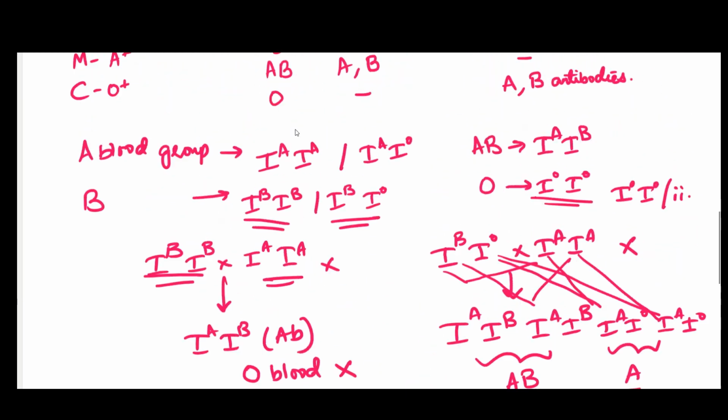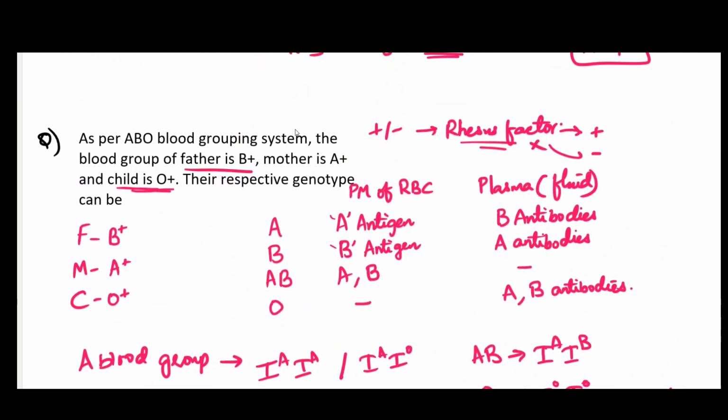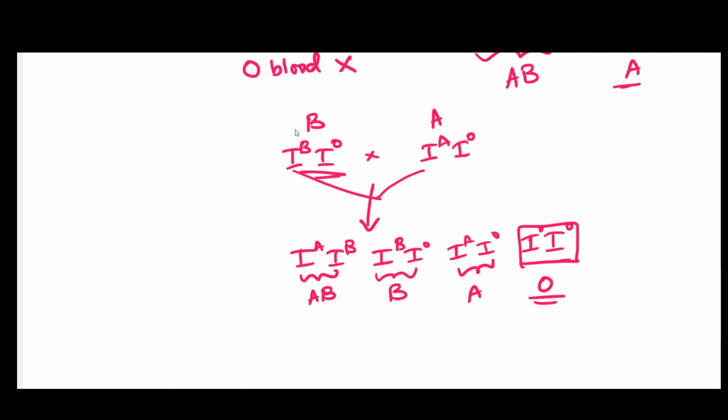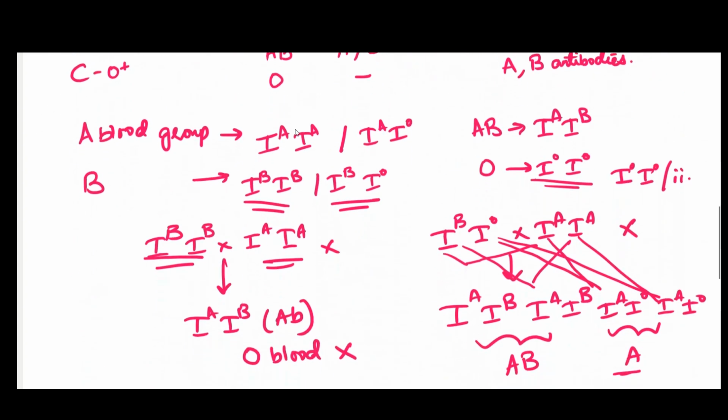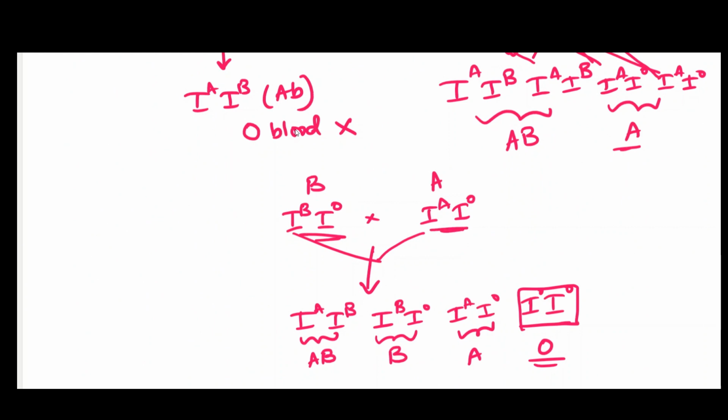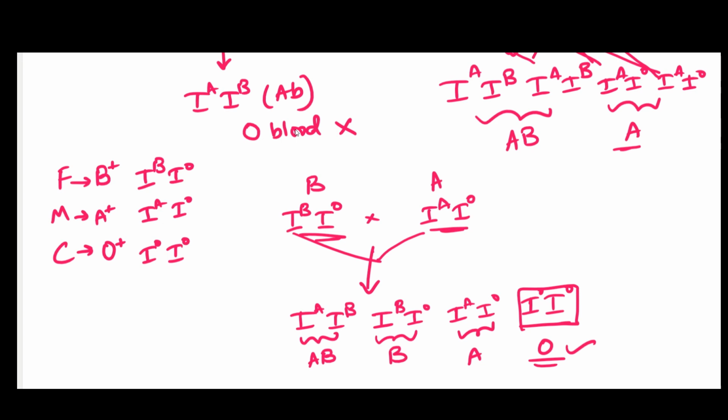So that's what is asked in the question. What is the question? Father is B positive, he's blood group B. Mother is A positive and child is O. So when can we get this? Only if the father, who is B positive, has a genotype IBIO, and mother, who is A positive, has a genotype of IAIO, can they result in a child who is O positive having the genotype IOIO, or it can be written as small i. Is it clear? So these are the genotypes of the father, mother, as well as the child.